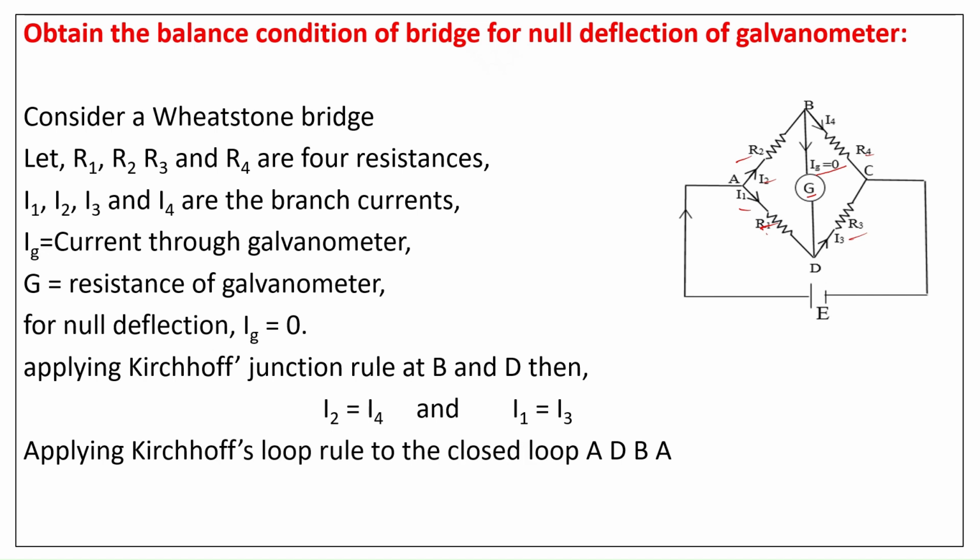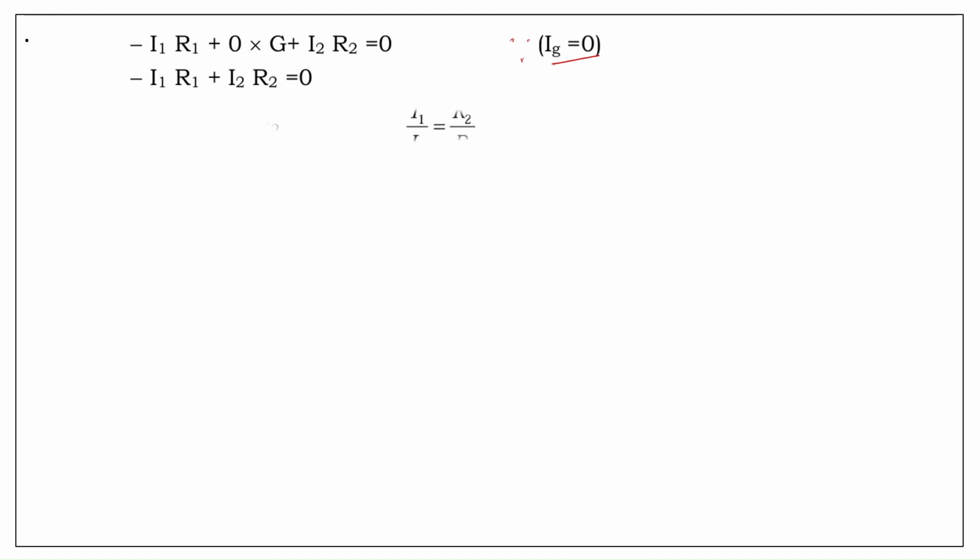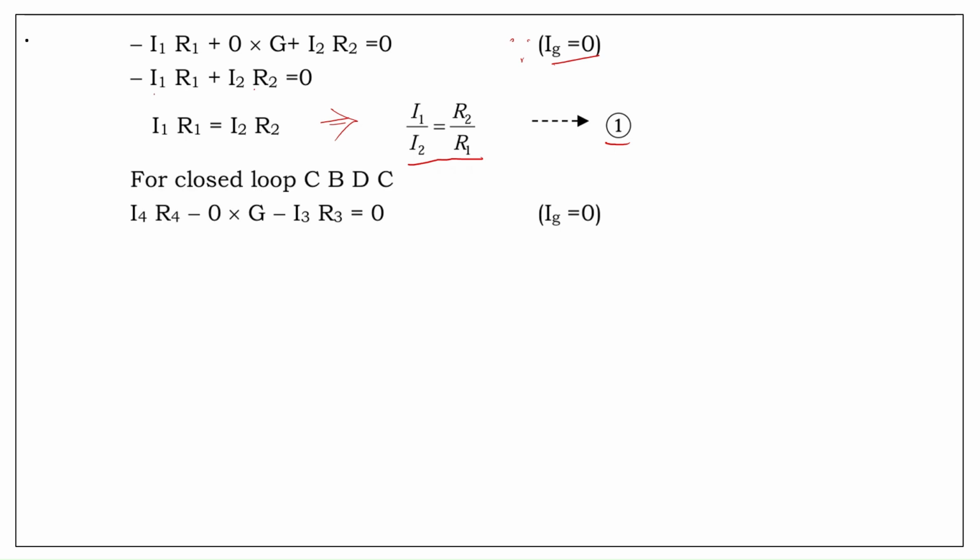Applying Kirchhoff's loop rule to the closed loop ADBA, that is, -I1R1 + 0 x G + I2R2 = 0, because IG = 0. Therefore, -I1R1 + I2R2 = 0. This can be written as I1R1 = I2R2. Rearranging, I1/I2 = R2/R1. Mark as equation 1.